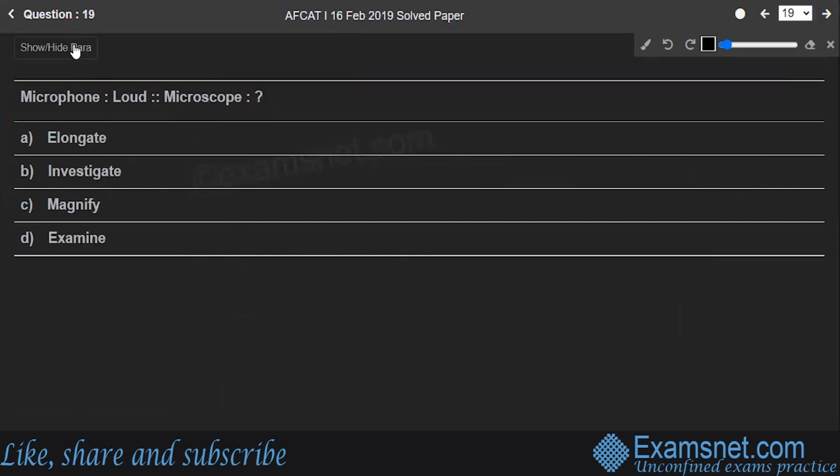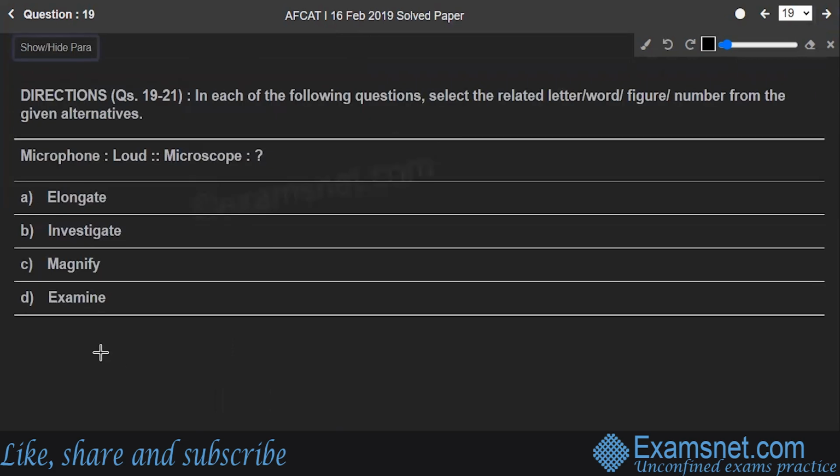All right. So now we are having some mental ability questions. Directions from 19 to 21. In each of the following questions, select the related letter, word, figure, number from the given alternatives. There is a relationship between microphone and loud. The same relationship exists between microscope and which of the following words? Elongate, investigate, magnify, or examine.